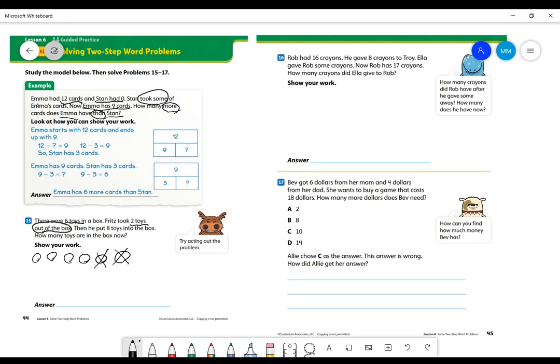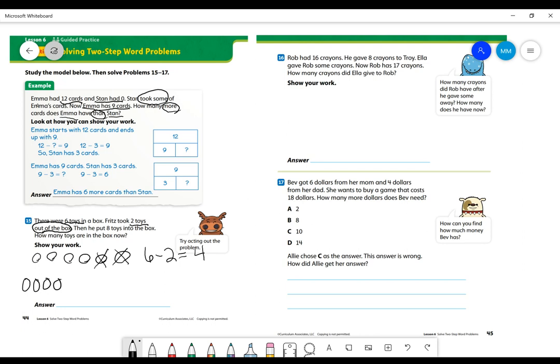So there was step 1. Now we're moving on to step 2. So now I have 4 left. Before we move on, what equation could I write for this? How many did I start with? I started with 6, and I lost how many? 2, because Fritz took 2 out of the box. How many did I have left in the box? 4. Now I'm moving on to my second part. So that was step 1. Now we're on our second step.